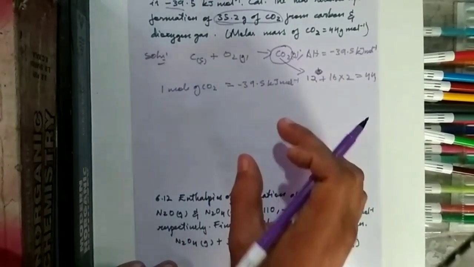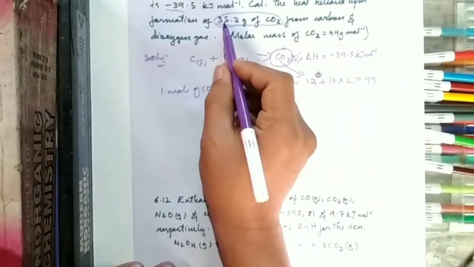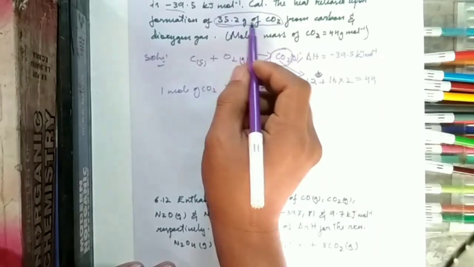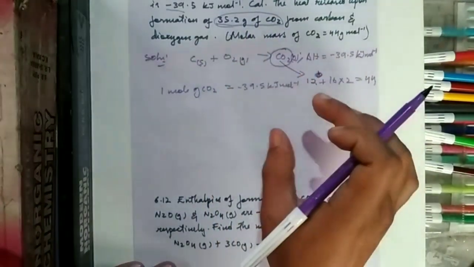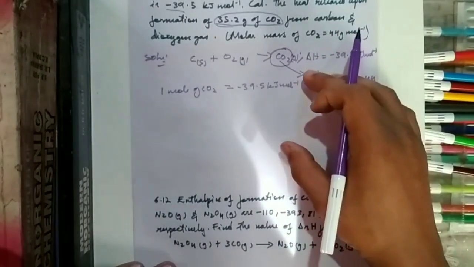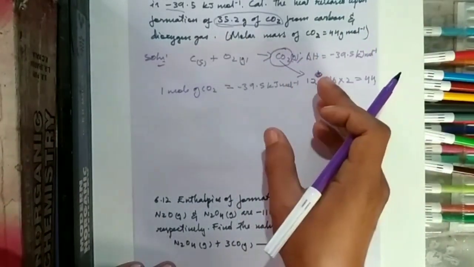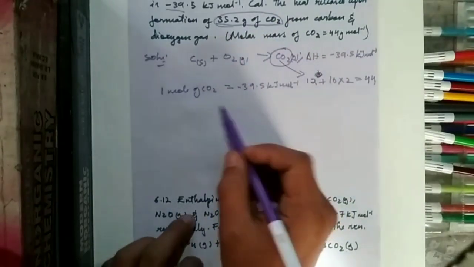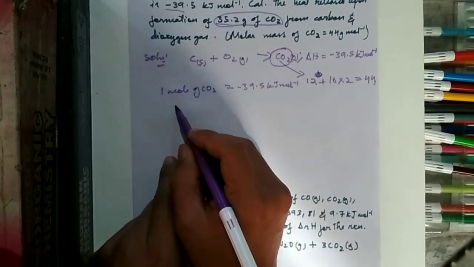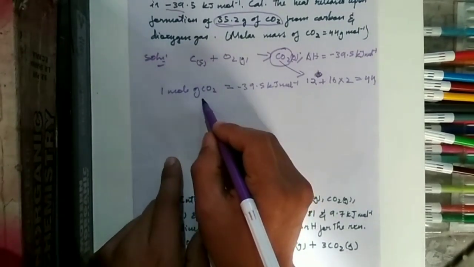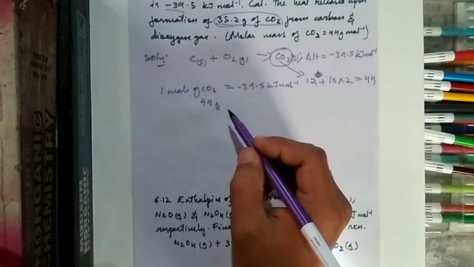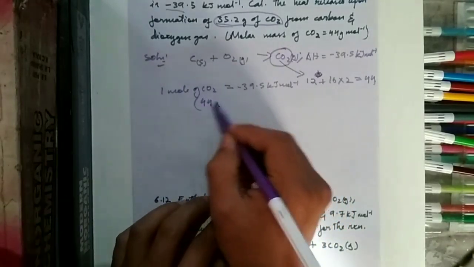Now we have to find for 35.2 gram of CO2. So for this 35.2 gram of CO2, how much enthalpy of combustion will be involved in this case. Now 1 mole of this is equal to this. So 1 mole is 44 gram of this carbon dioxide.